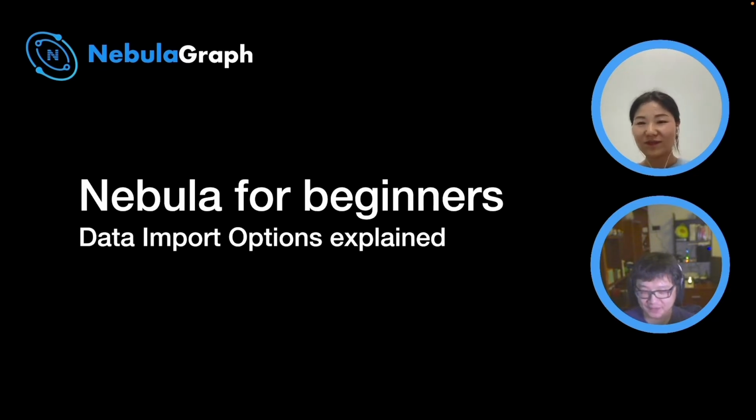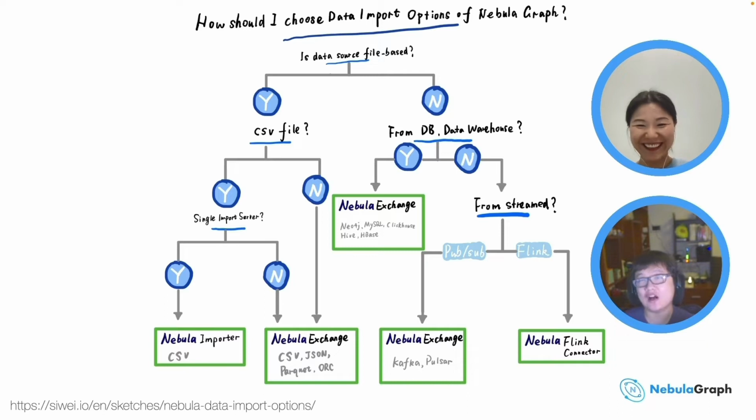Yeah, Lisa. Okay, so today's topic is about the data import options for Nebula. We all know that there are a couple of different options when you're trying to import data from your sources to Nebula, but how do we distinguish them? How do we choose from all these different options? So first of all, I will introduce all of the tooling that the Nebula community has provided to you for data import. There are actually three major ones.